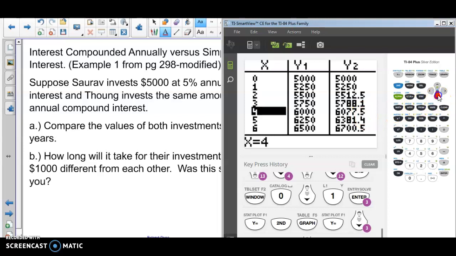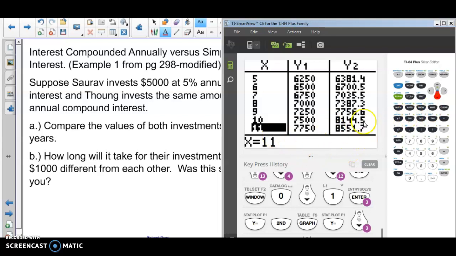So I'm going to scroll down a little bit and get to year 10 just to confirm our results when we plugged in 10. Here we go, we got 7,500 and 8,144. And now I'm trying to answer part B, which is when will their investments be $1,000 different? And talk about if that's surprising, because $1,000 sounds like a lot of money relative to the 5,000 we started with. And should that take a long time when you're using compound interest, or will that not take a long time? I don't know. Let's find out.